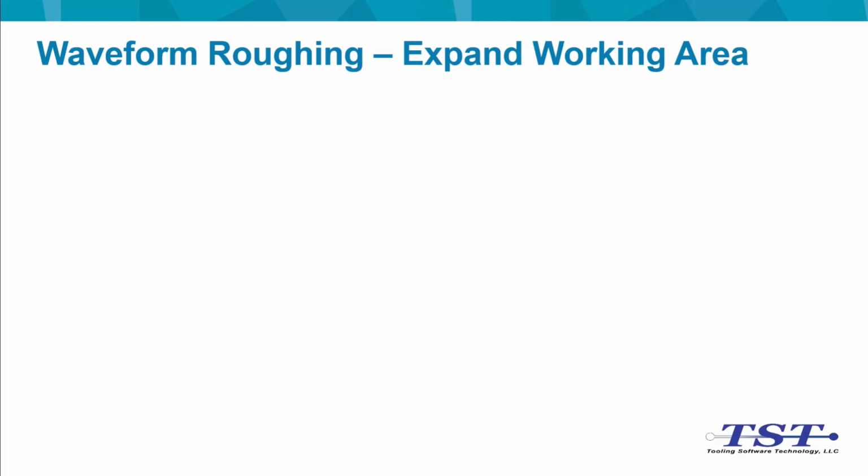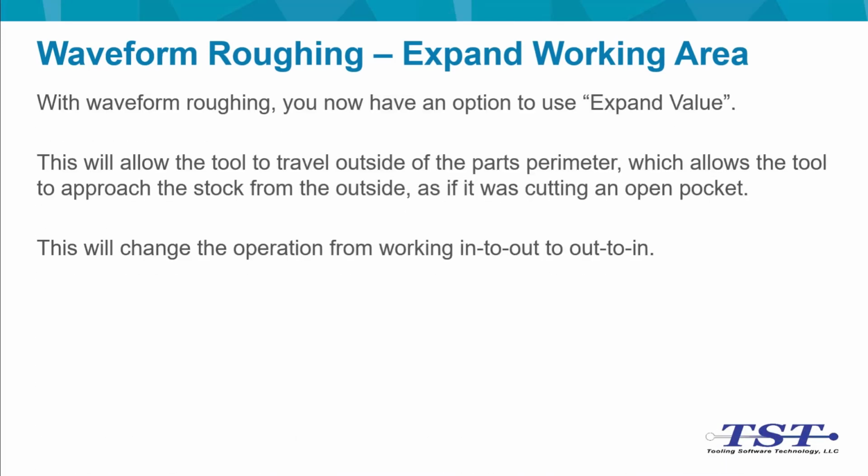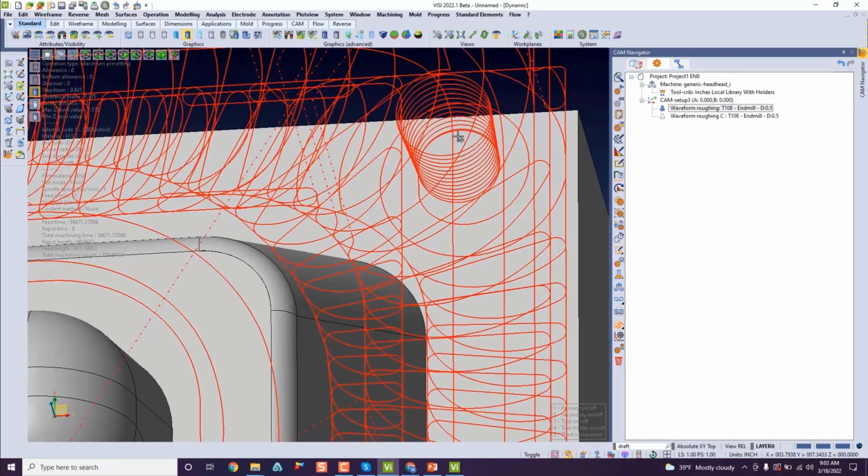Let's look at the 3-axis CAM. With the waveform roughing operation, there have been many enhancements added to it. You can now utilize expand value. This will allow you to select a checkbox and will allow the tool to actually work outside of the normal bounds that is given. Let's take a look at an example.